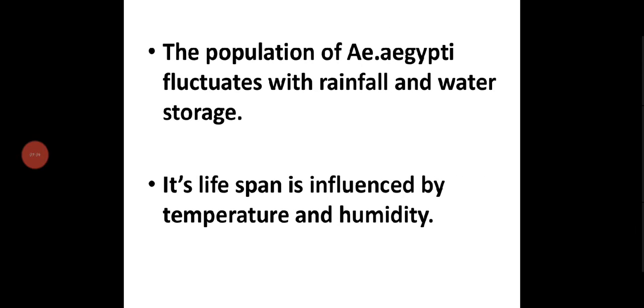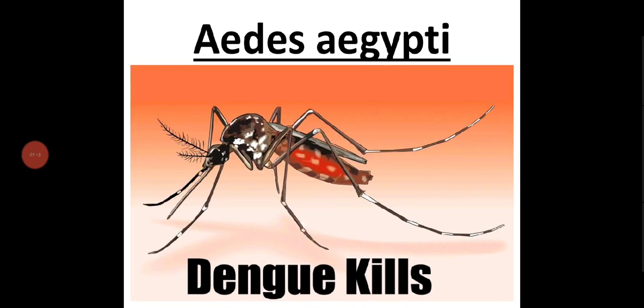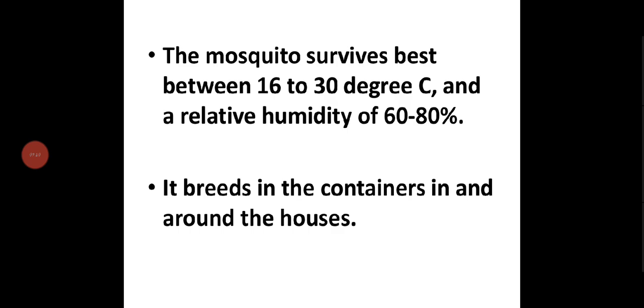So, environmental factors. The population of Aedes aegypti fluctuates with rainfall and water storage. Its lifespan is influenced by temperature and humidity. When there is optimum temperature and humidity, there will be growth of the Aedes aegypti. The mosquito survives best between 16 to 30 degrees Celsius and a relative humidity of 60 to 80 percent. It breeds in containers in and around the houses.